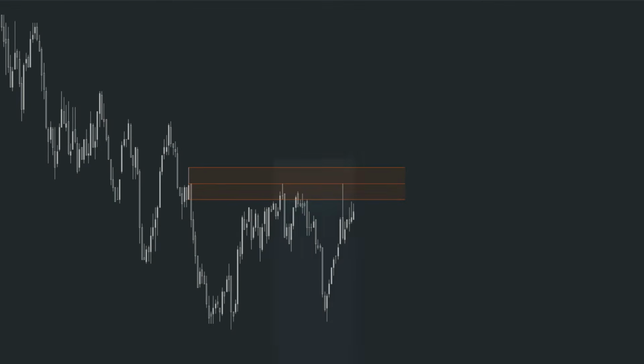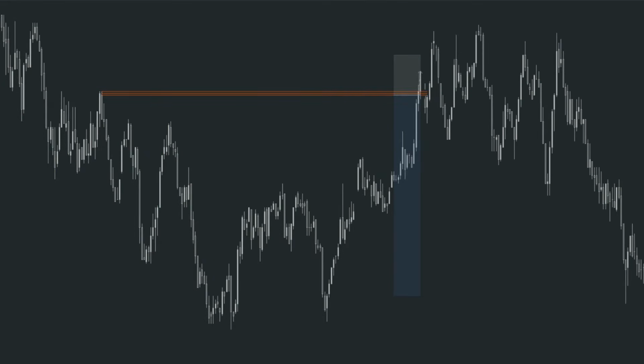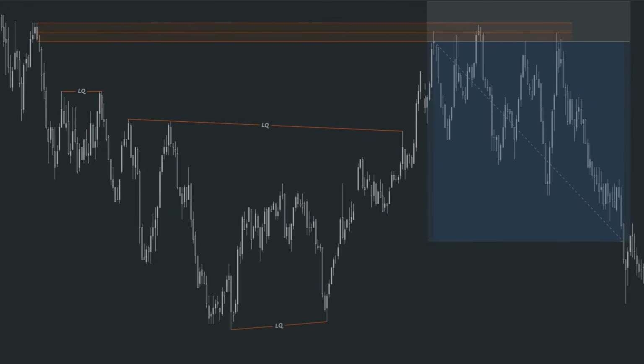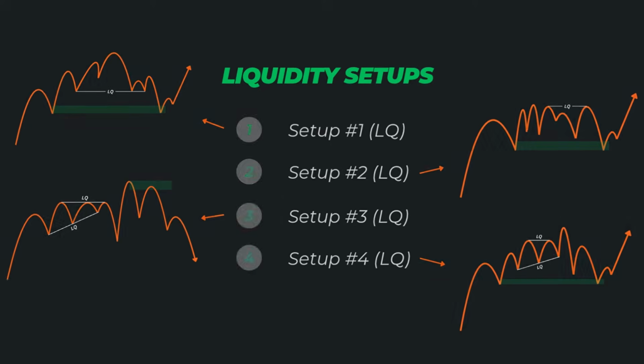If you feel like some of your setups don't work, or price keeps moving in your predicted direction after hitting your stop loss, the problem isn't your analysis. The problem is not seeing the liquidity. Because if you can't identify liquidity, you become part of it yourself. In this lesson, you're going to learn 4 of the most important liquidity setups.